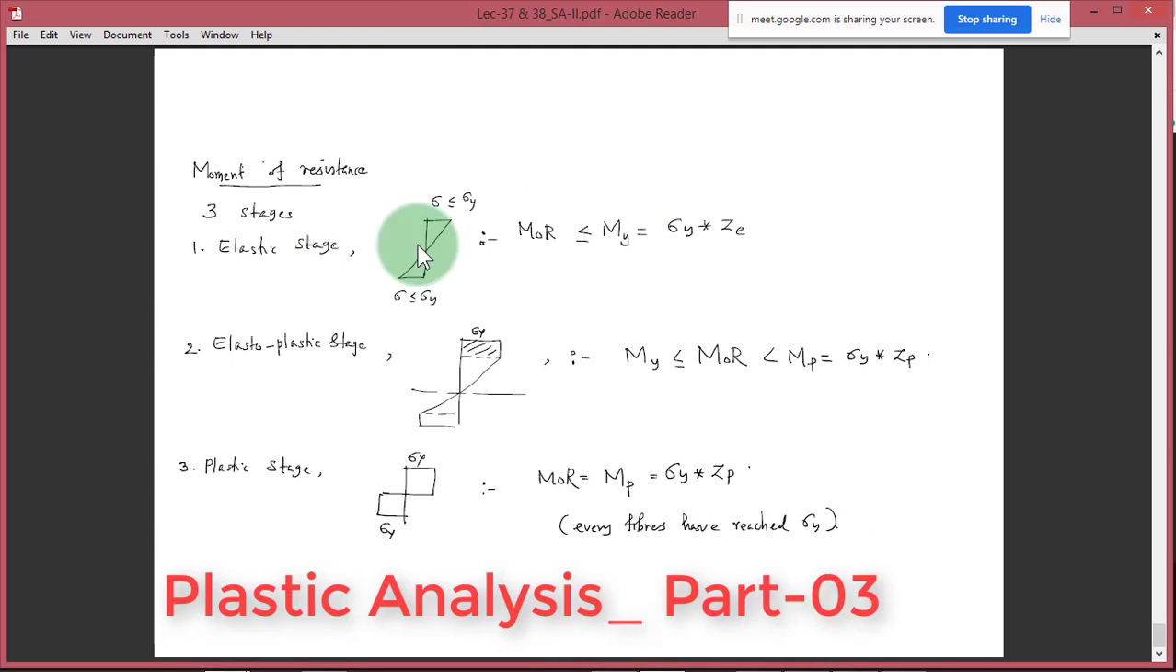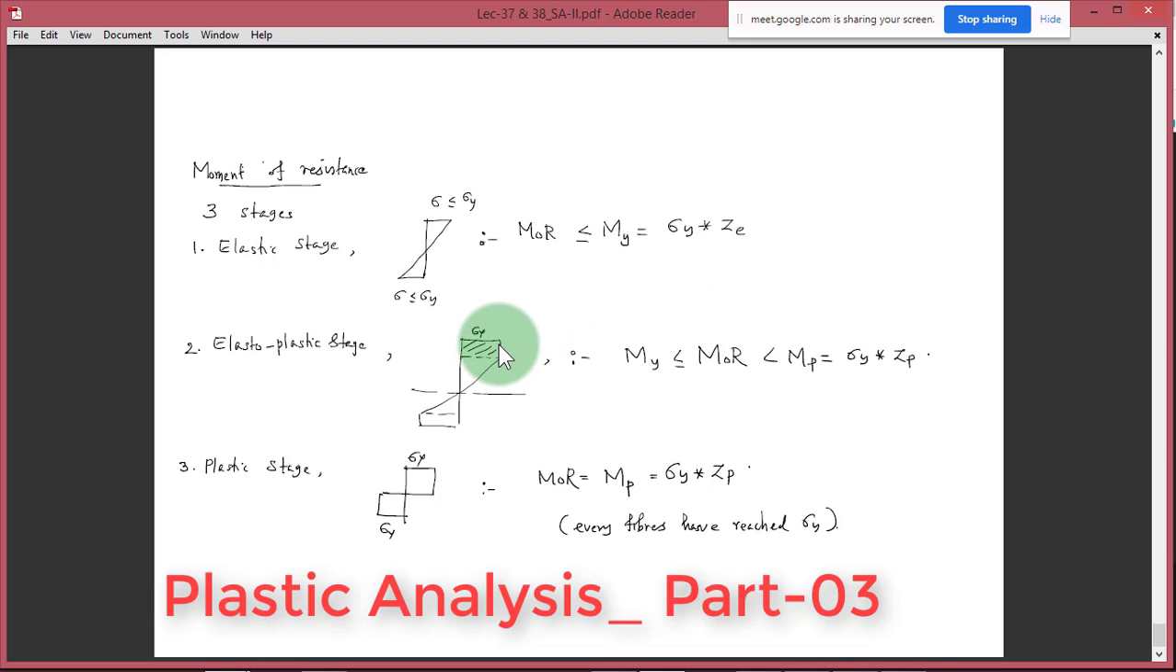This one also we have discussed. In the first stage, the elastic stage, this will be your stress diagram, and the corresponding moment of resistance will be less than or equal to your yield moment. Yield moment is nothing but your sigma y into elastic section modulus. And after that, the stress diagram will be like this.